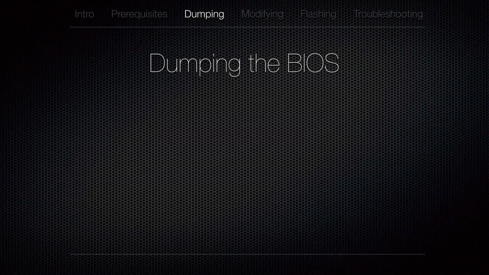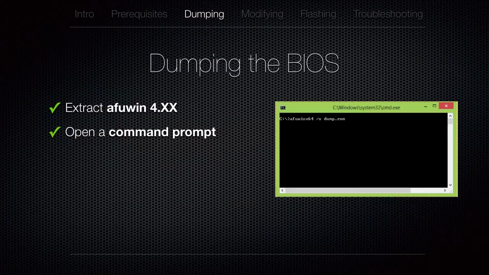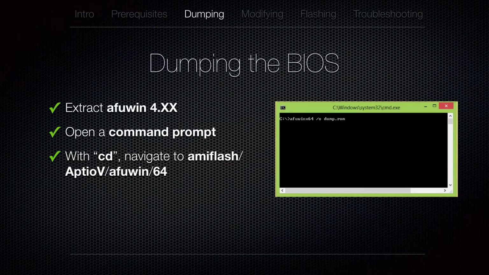If you got all tools, we can start to save a dump of your BIOS. To do that, extract the AFU-Win archive which you downloaded from AMI. Open the command prompt and navigate with the cd command to this folder. To keep it simple, I copied all files to drive C. Type in this line. Hit enter. If your system wants administrative privileges, you should grant them. Your BIOS should be dumped right now as dump.rom.